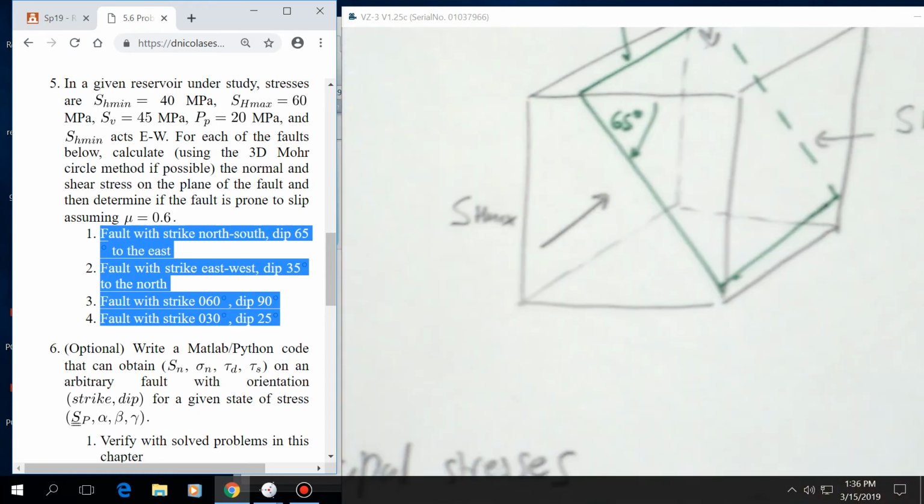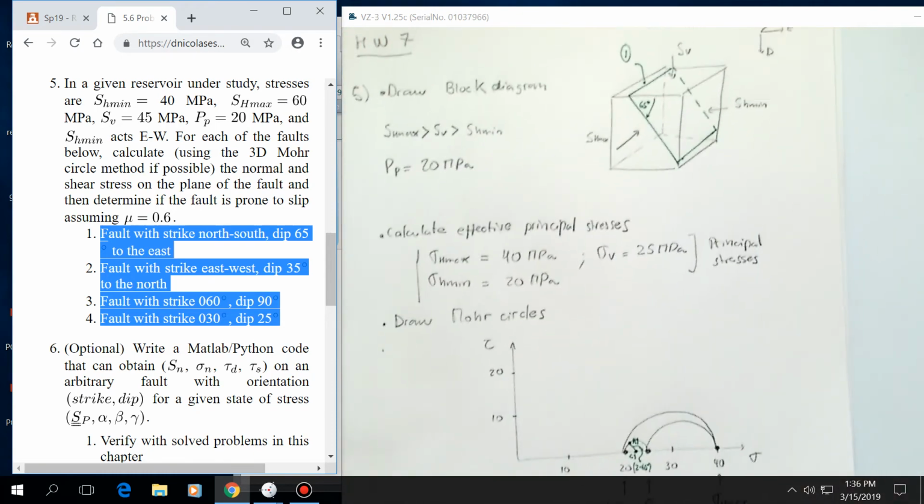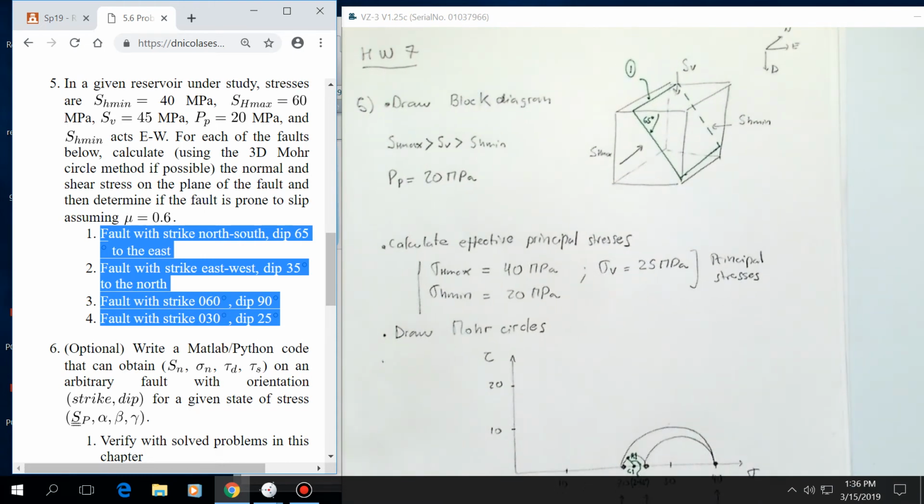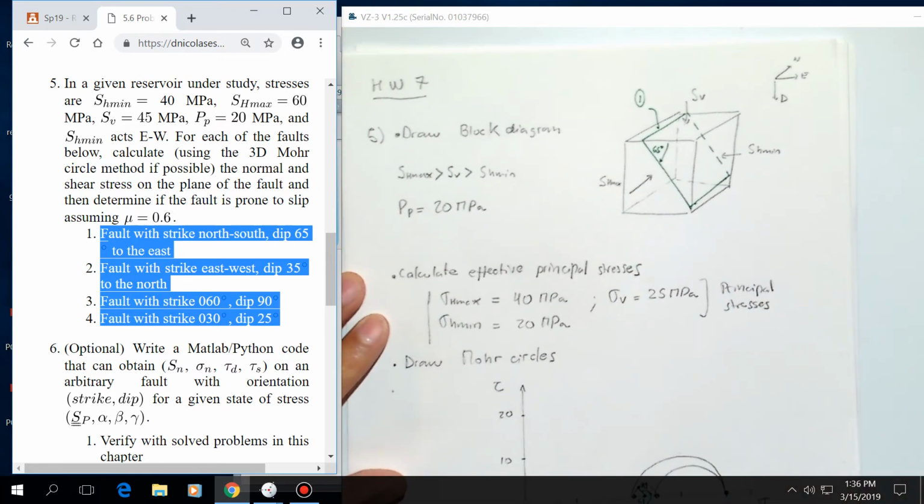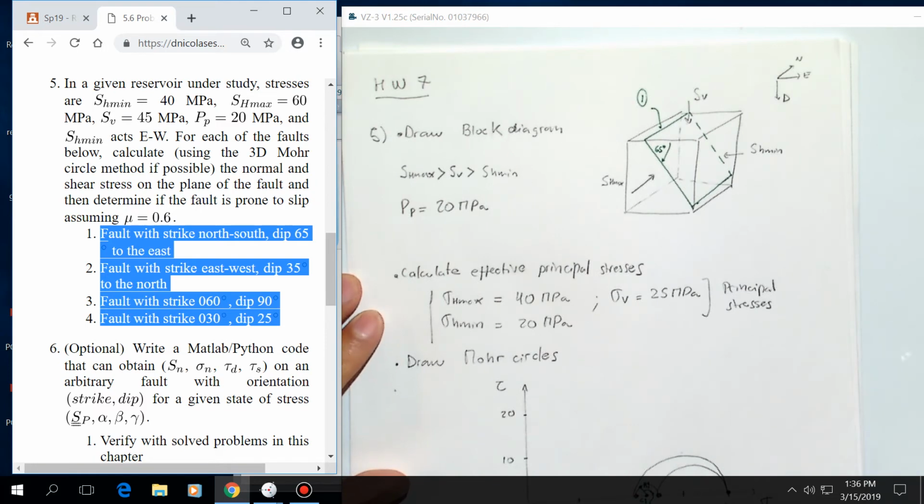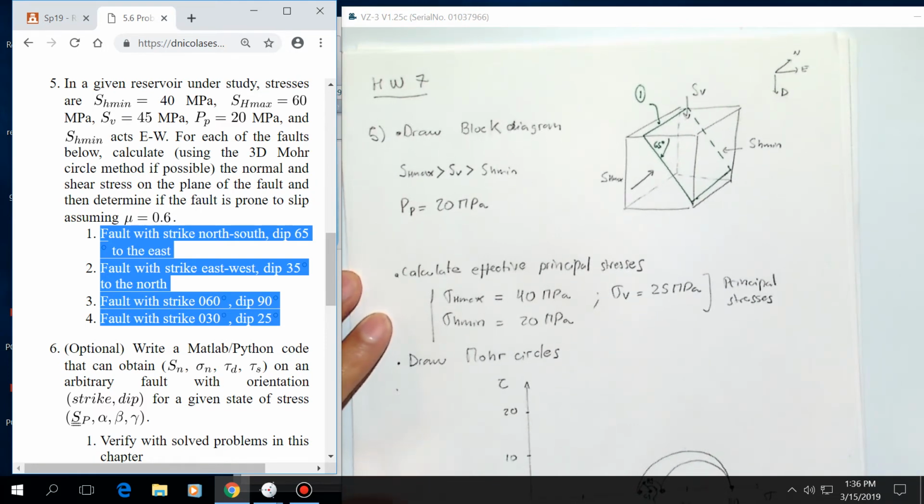Let's do the second one. The second one is a fault with strike east-west and a dip of 35 degrees to the north. Let me think about that. And okay, I think now the plane is going to be different. So first of all, let's do the strike. That's the easy part. Fault number 2, strike east-west, and then the dip is 35 degrees to the north.